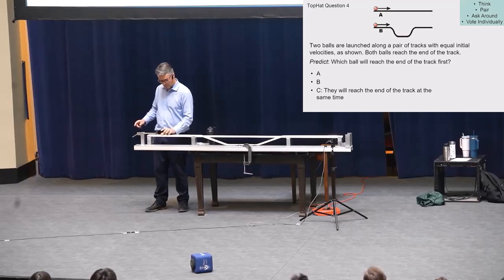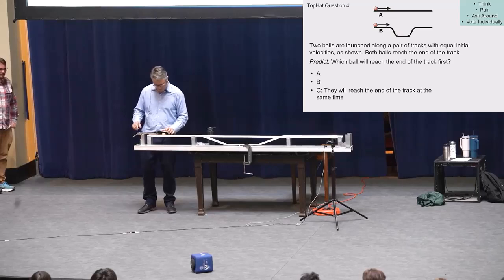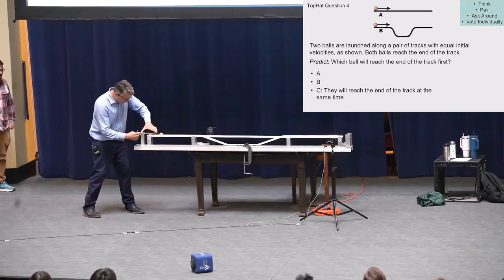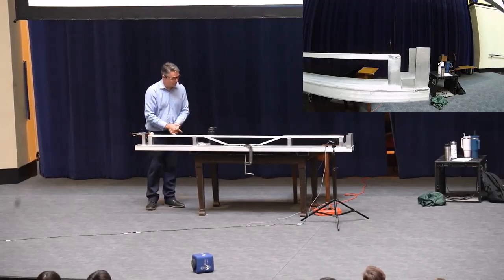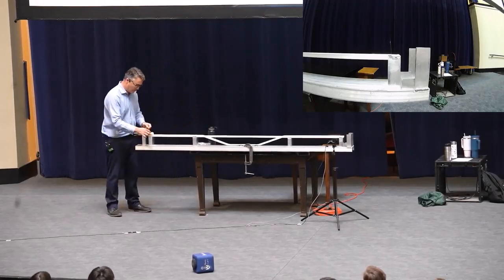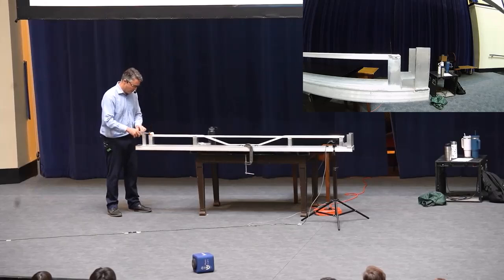And I put the red one, or the pink one, in front on A and then the white one on B. So we're going to load it up again. I think the video just shows the end of the track over there. But let's see. And remember, the pink one is A and the white one is B. Watch carefully. Go.